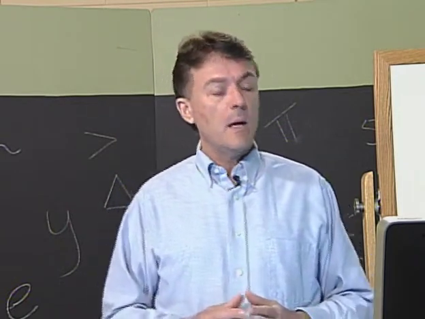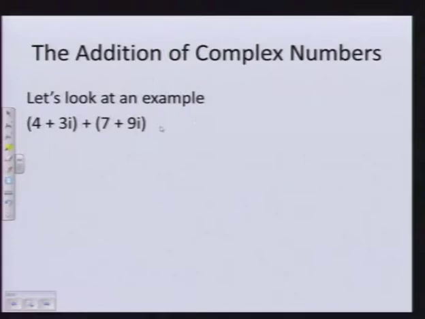numbers together. So here we have the problem, we have 4 plus 3i in parentheses, plus in parentheses 7 plus 9i. All right, so we want to add these complex numbers together. Now, most of your standard textbooks that you have will have a definition of the addition.